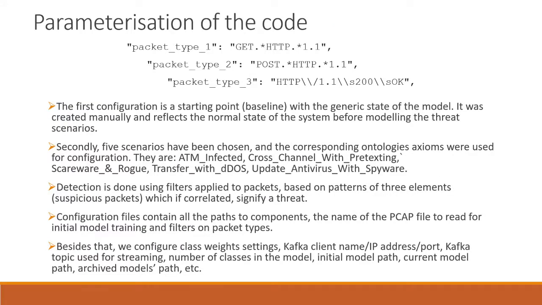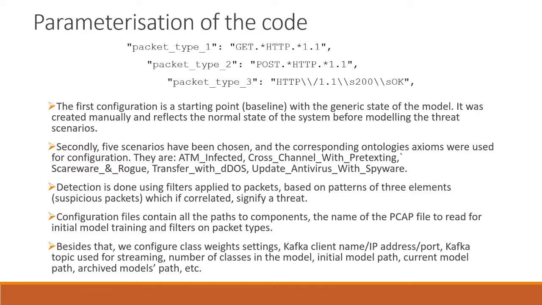Our code has been parameterized, meaning that the configuration is exported to a config file as opposed to being hard-coded. The first configuration is the baseline for generic state of the model before any threats. Next, 5 scenarios are modeled, namely ATM infected, cross-channel with pretexting, scareware and rogue, transfer with distributed denial of service, update antivirus with spyware. The detection of threats is based on patterns of 3 elements, which are types of suspicious packets.